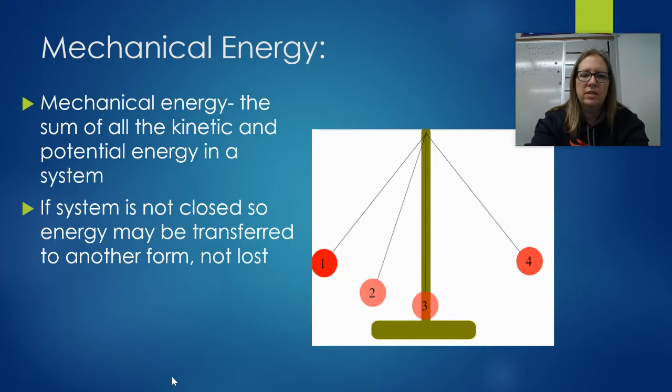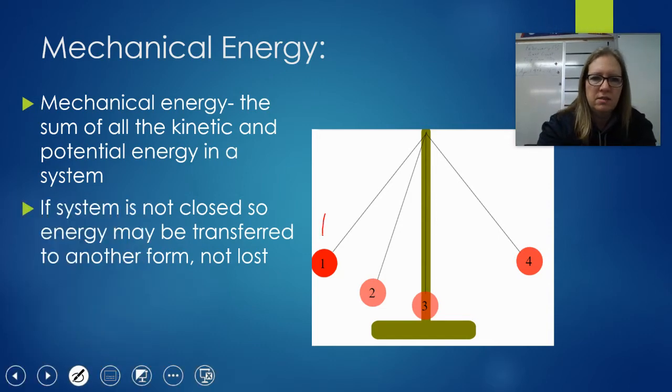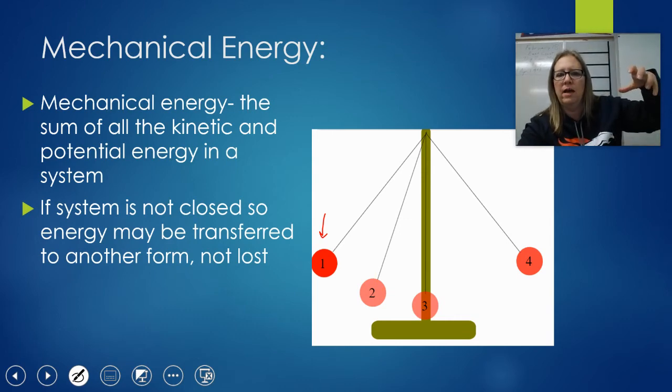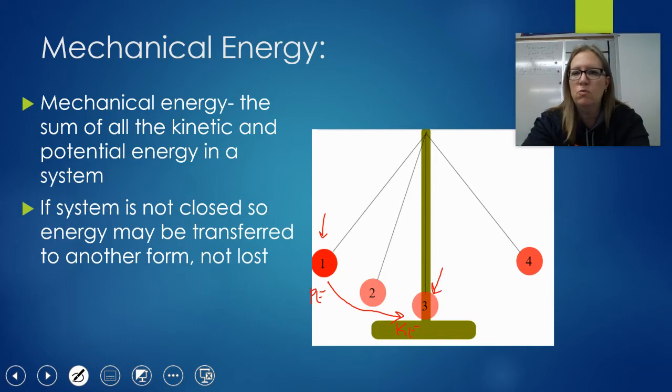Okay, so let's look at this pendulum. We've got the first step right there. If I'm holding the ball out there, it would have potential energy. As soon as I let go, it's going to start moving, right? So that potential energy is being transferred into kinetic energy. Once it gets to its lowest point right here, there's no more potential energy.